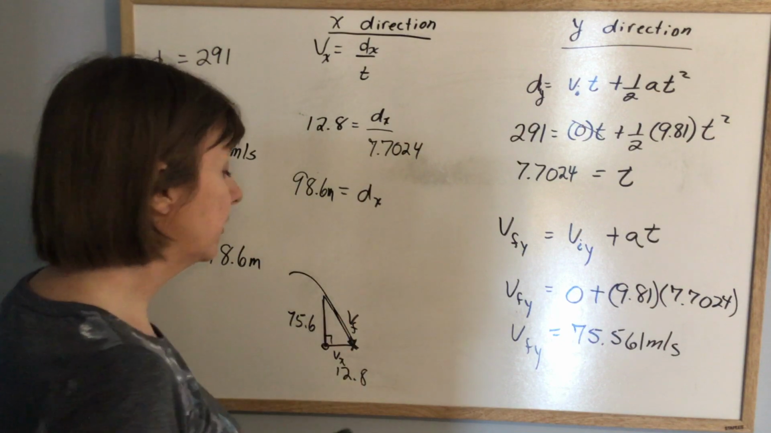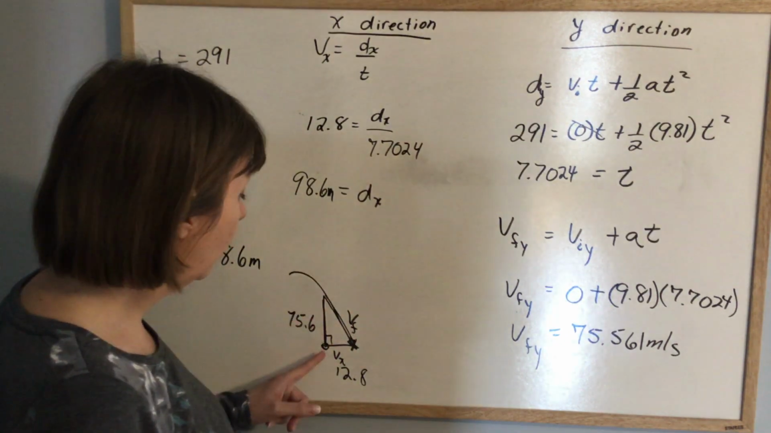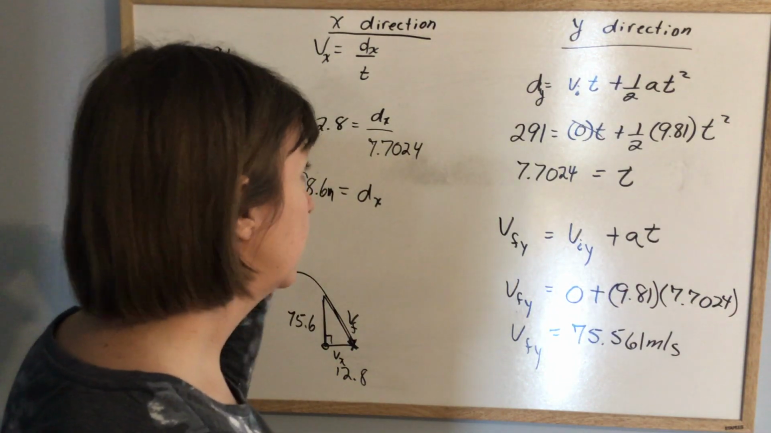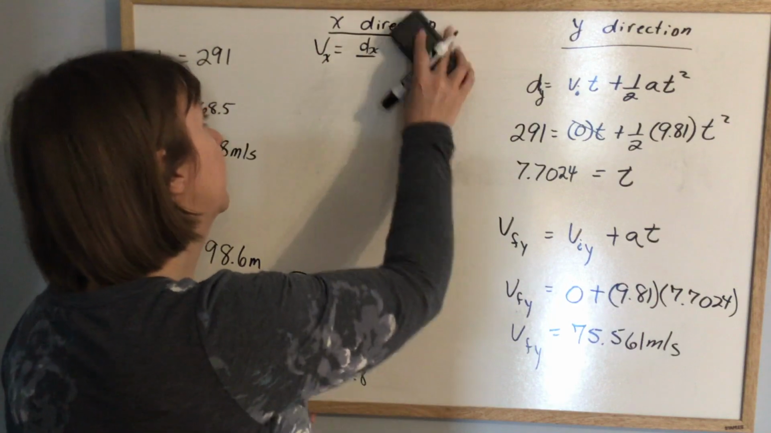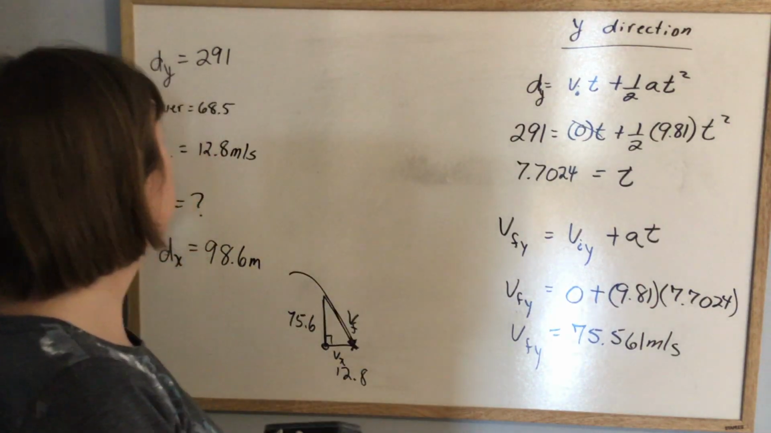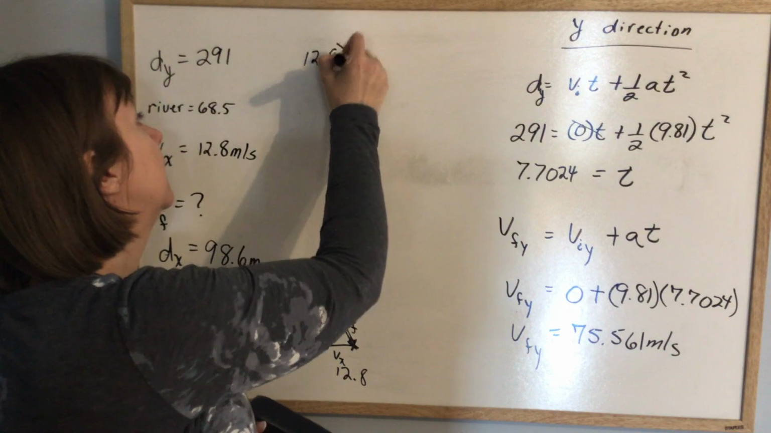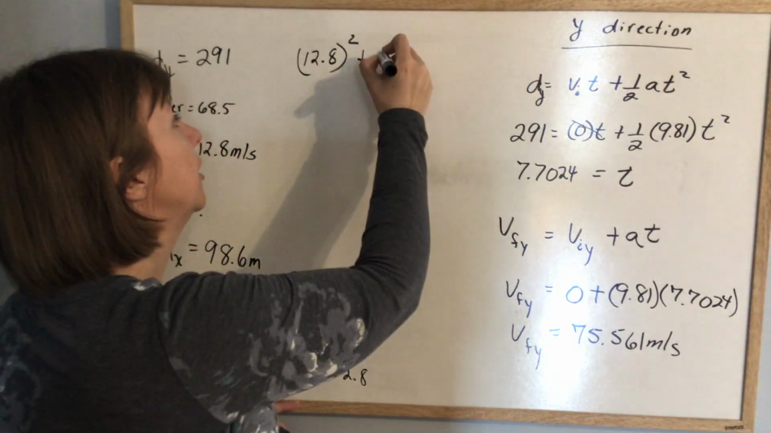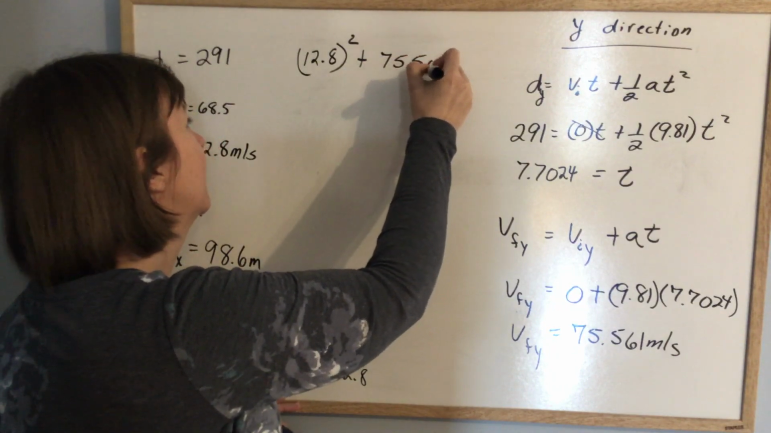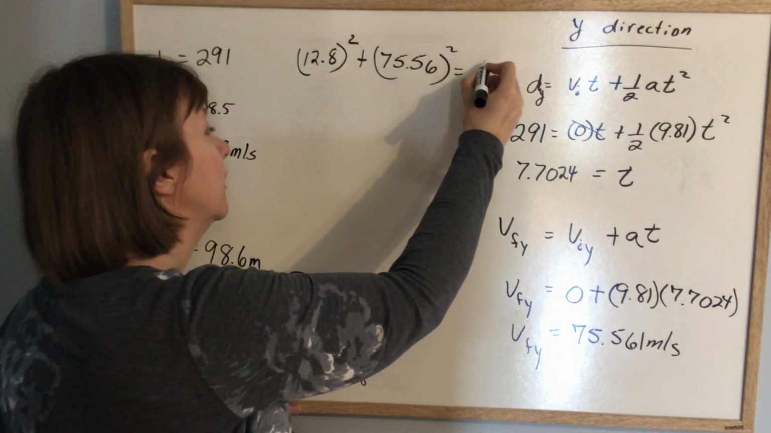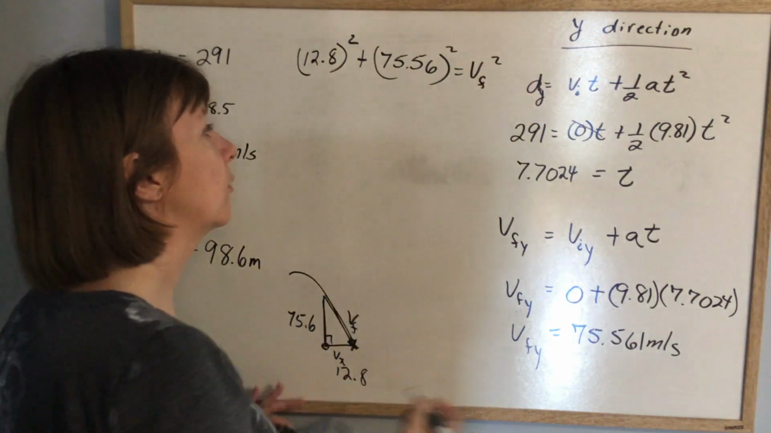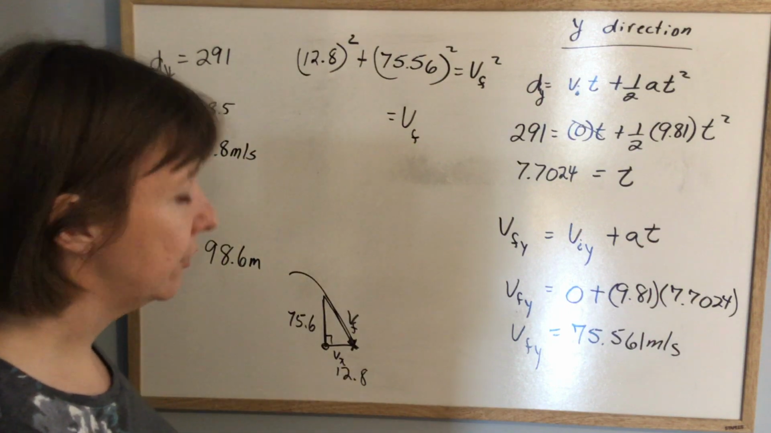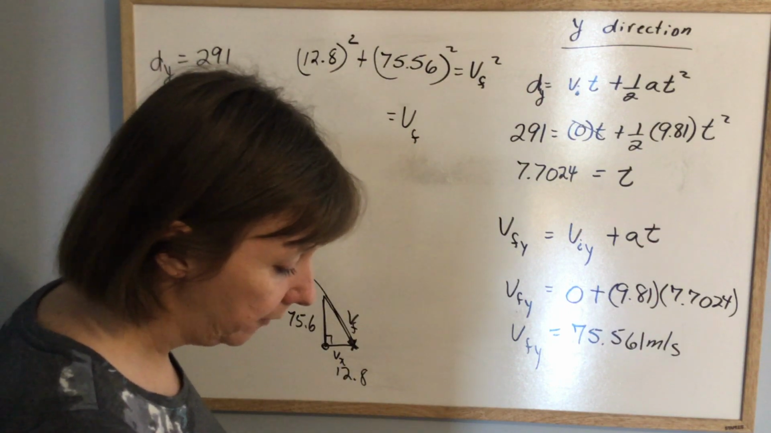So what I actually have is a nice little right angle triangle, right? I've got the y, I've got the x, and I want to know the hypotenuse, which means I'm going to do the Pythagorean theorem. So I'm going to use the velocity in the x direction, which is 12.8 squared, plus the vertical velocity, which is 75.56. Again, I'm not rounding that off. Squared is equal to final velocity squared. So don't forget to take the square root. So 12.8 squared plus 75.5 squared, take the square root of that.